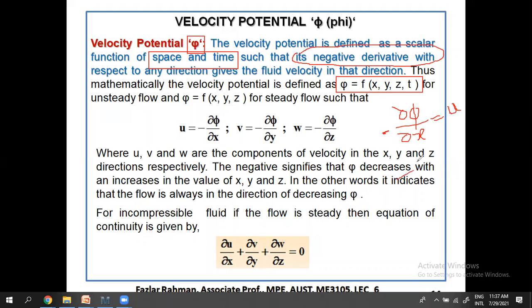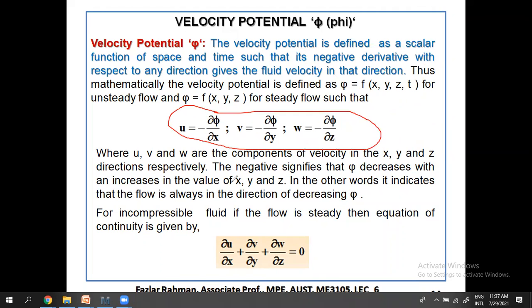So similarly, minus del phi by del y equal to v, that means velocity along y-axis. Similarly, minus del phi by del z will be equal to the velocity component along z-axis. Now, if it is a steady flow, that means nothing is changing with respect to time. In that case, phi will be a function of only space, x, y, and z. So now we got the velocity in terms of phi, right?